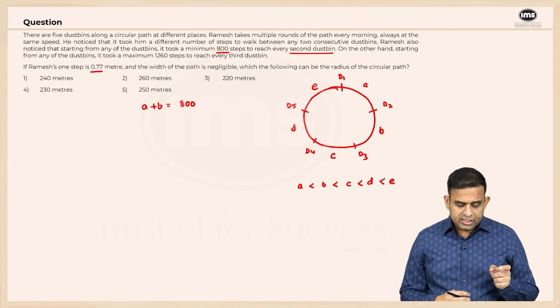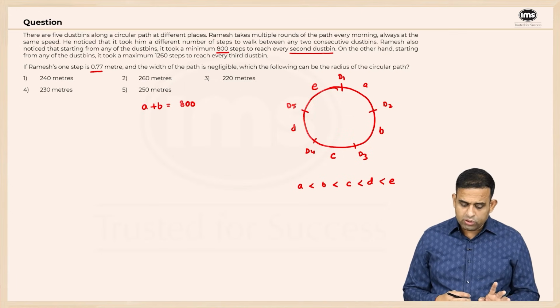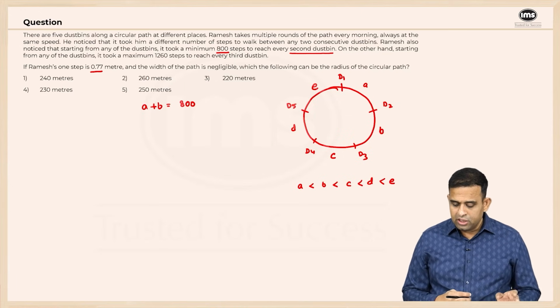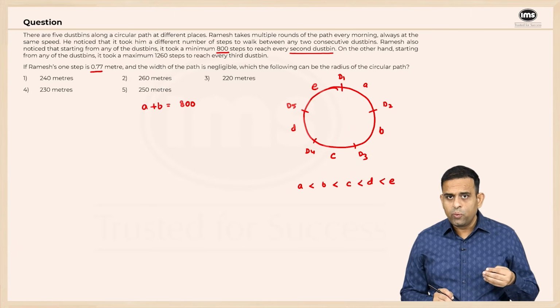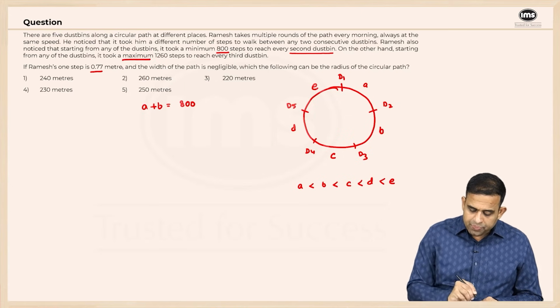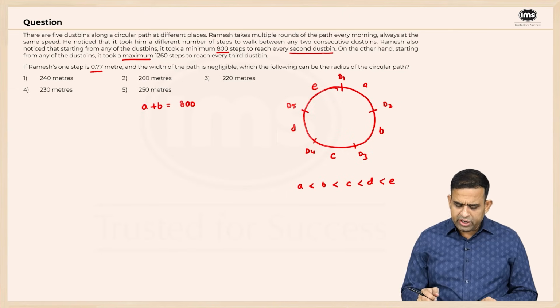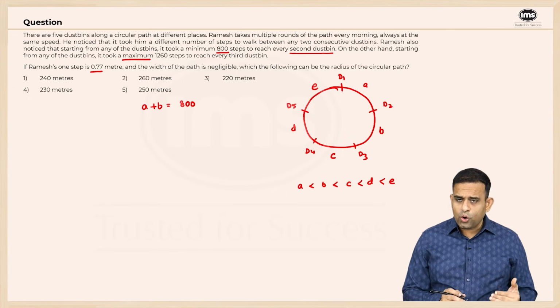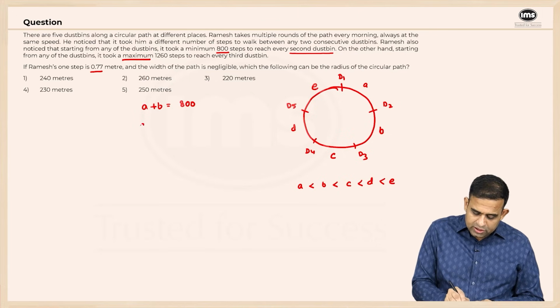On the other hand, starting from any of the dustbins, it took a maximum of 1260 steps to reach every third dustbin. Now understand, if you want to reach every third dustbin, what is going to be your largest possible distance covered, because they use the term maximum. When you take C plus D plus E, that simply means maybe going from D3 to D1, or moving anti-clockwise from D1 to D3, you are going to cover the max possible distance. So C plus D plus E will be equal to 1260.